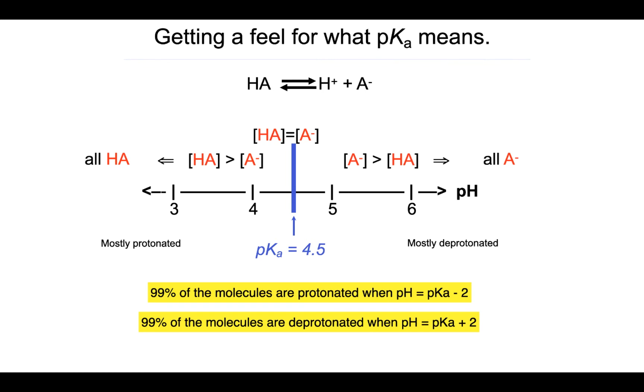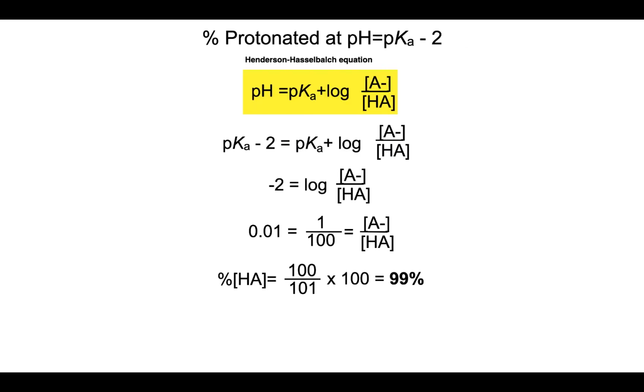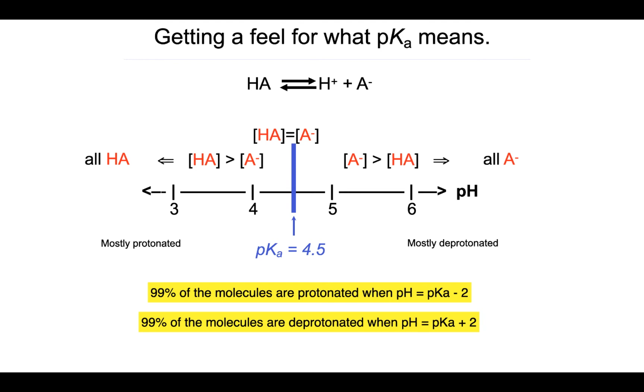Okay, so from what we've learned, we can use that as a benchmark for getting a feel for what pKa means. So here we have our solution that we're adjusting the pH of. Let's say right now the pH is 4.5. And we have this weak acid, HA, in that solution. And it happens that this weak acid has a pKa of 4.5. So we're at a situation where the pH of the solution, 4.5, is equal to the pKa of the molecule, 4.5. So at that point, we know that half of the molecules are protonated and half of the molecules are deprotonated.